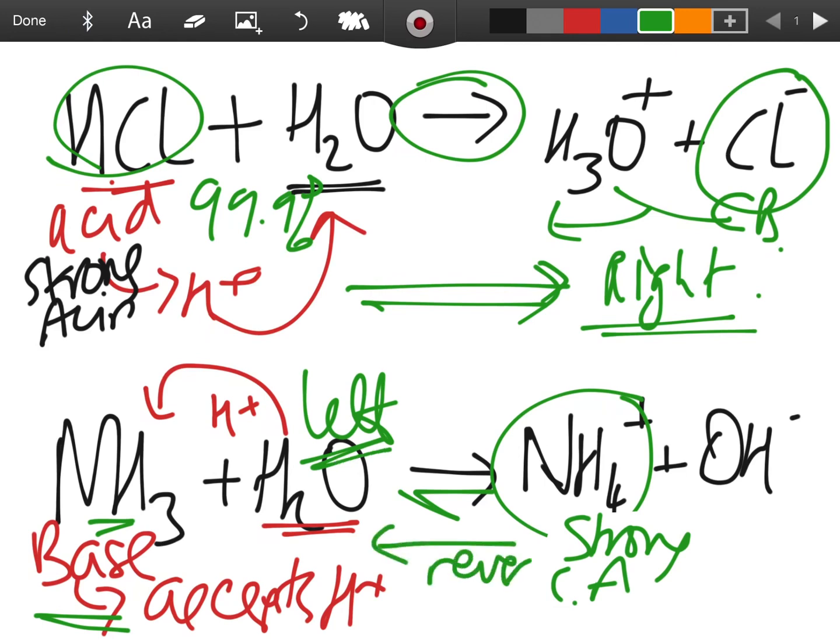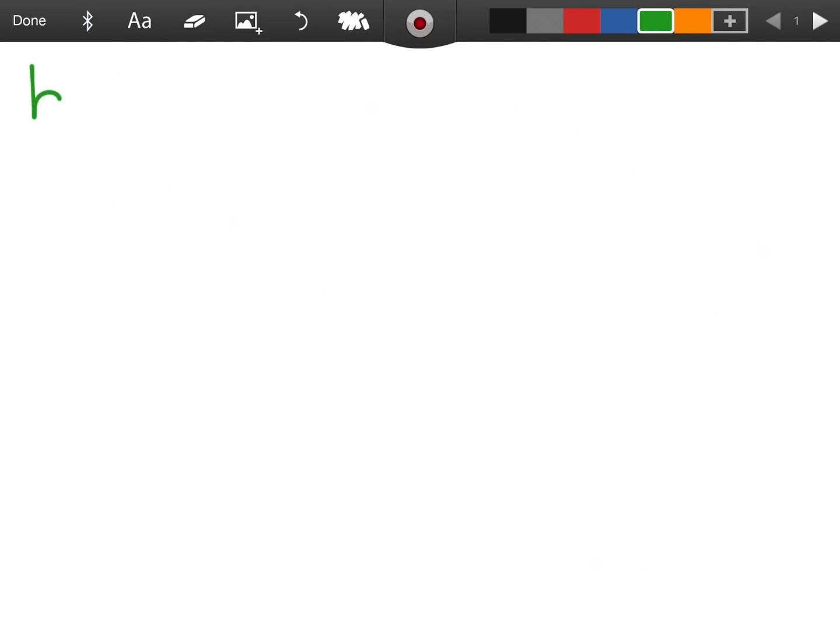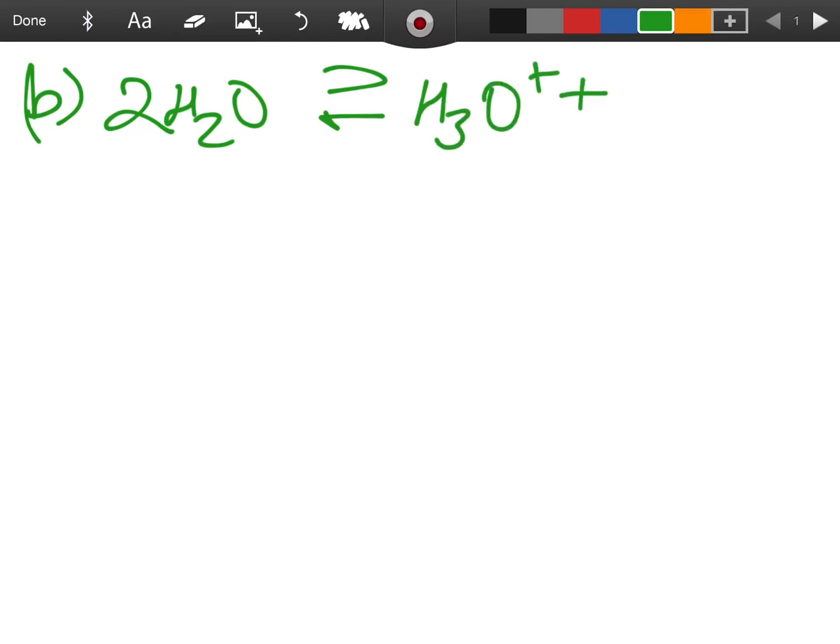So what will you ask yourself? Is there much of a tendency of this NH4 plus to actually donate the proton and go back? Yes, there is. So you're going to say that the NH4 plus is a strong acid. It has a good tendency to donate a proton and to drive it back over to the left-hand side. Equilibrium lies very much to the left would be another way of putting that. Okay, so that was part A. Part B of that question says, it gives you the dissociation of water. Now they're using the H3O plus and the OH minus. It doesn't matter.